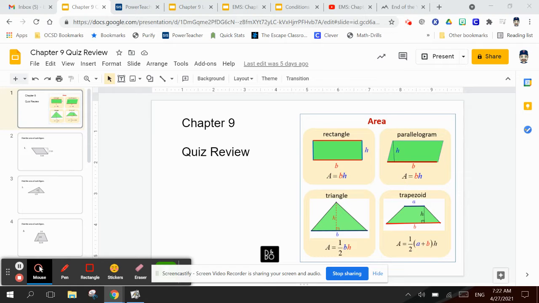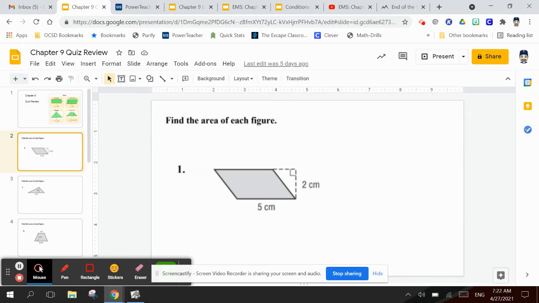Chapter 9, Mid-Chapter Quiz Review. Find the area of each figure.